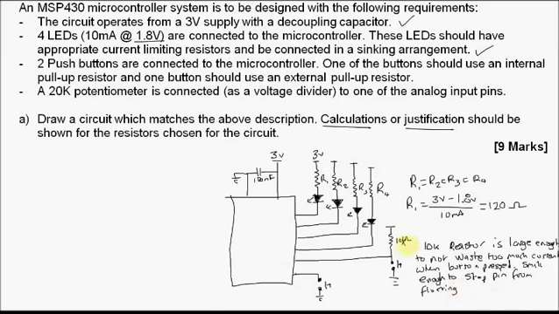Now we can very easily work out how much current would be going through there if the button was pressed. So I equals V on R. We've got 3 volts up here. 3 divided by 10k.